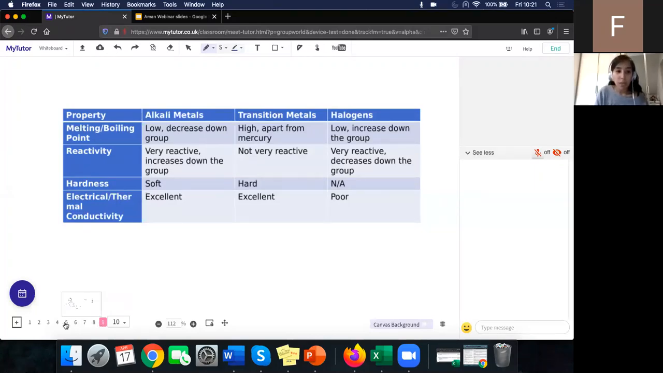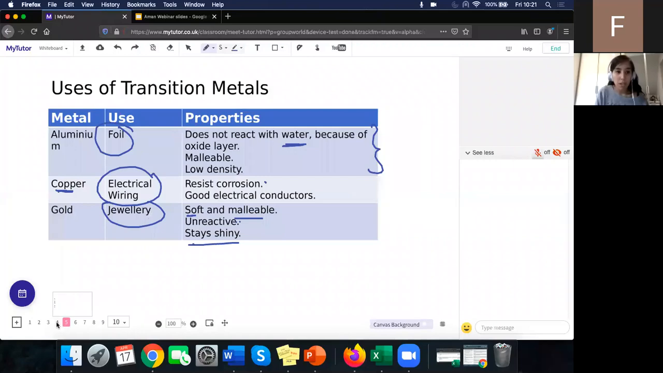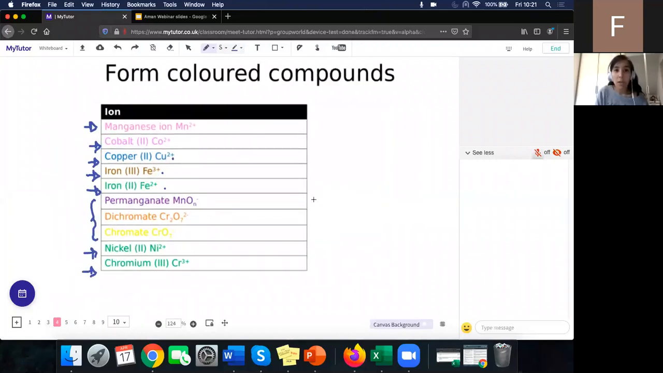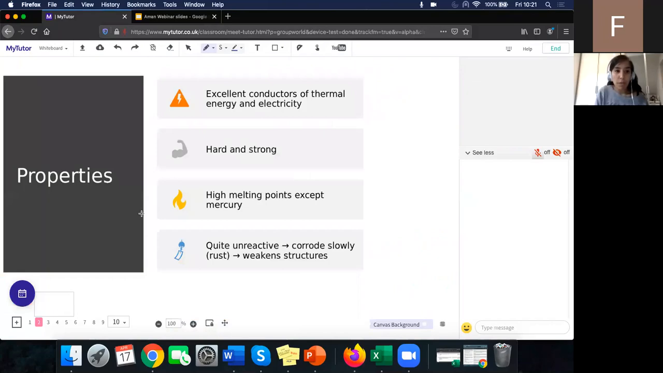Someone's asking me to go back to the properties slide. This is the colored compounds. So I know someone asked me to go back to that. You can't save these slides for future references, but if you go onto YouTube afterwards, this video will be up. And the properties of the metals are here.